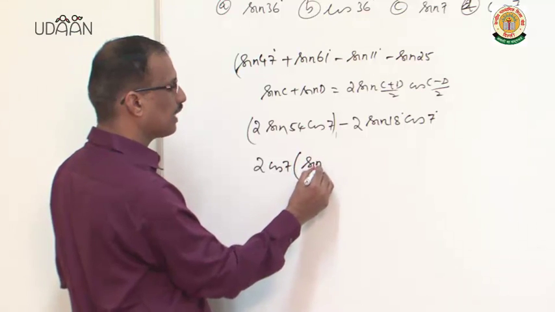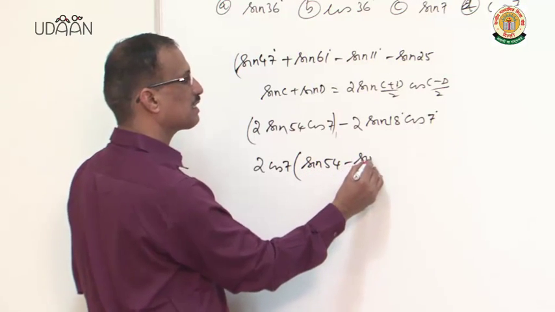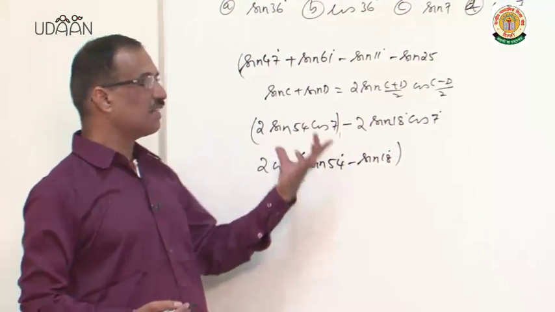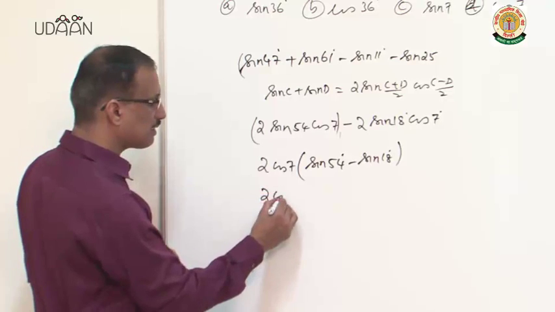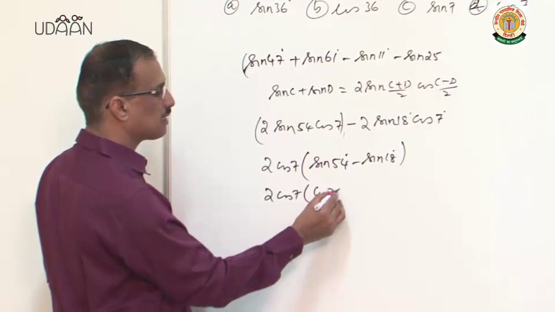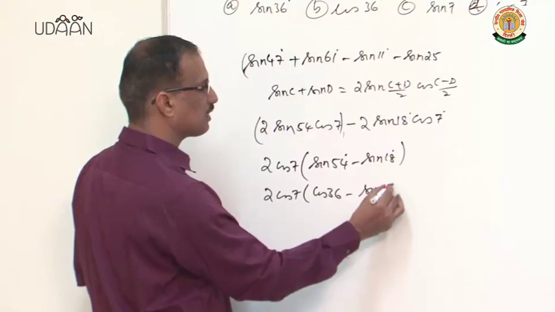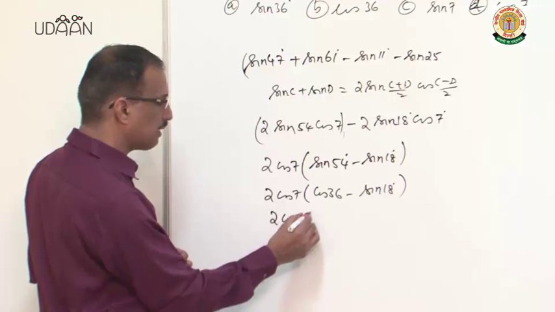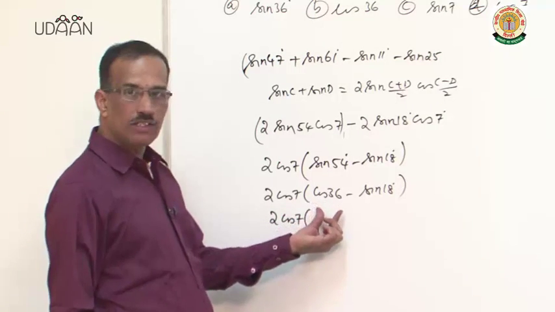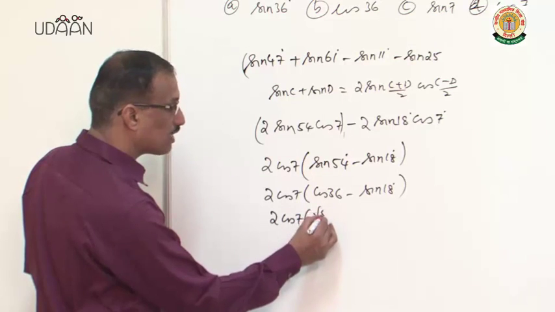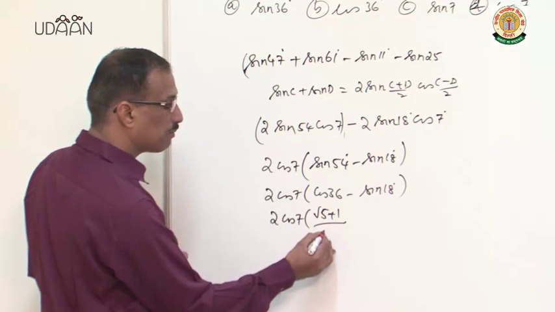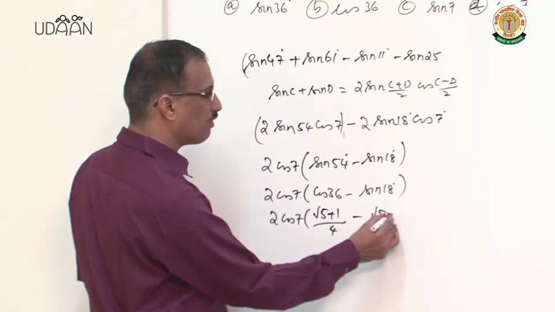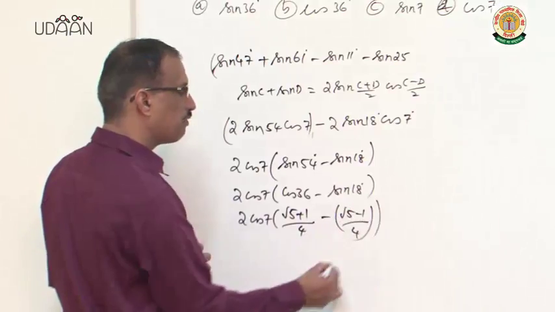So now we get sin 54 minus sin 18. Now, what is sin 54? It is the same as cos 36 minus sin 18. Then 2 cos 7 into, the value of this cos 36 is what we have just seen, (root 5 plus 1) by 4, minus sin 18, which is (root 5 minus 1) by 4.